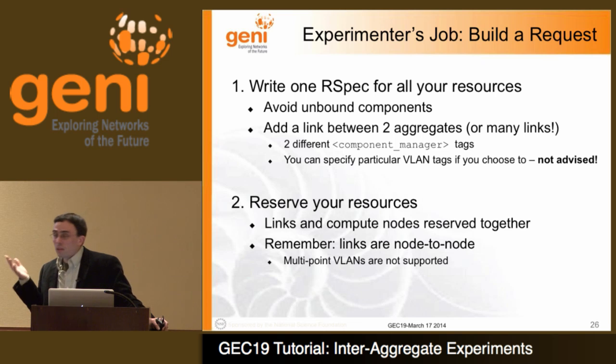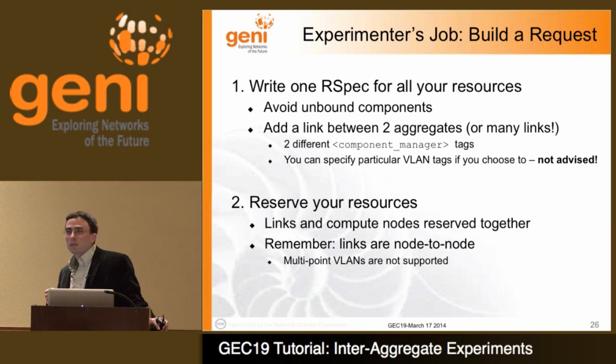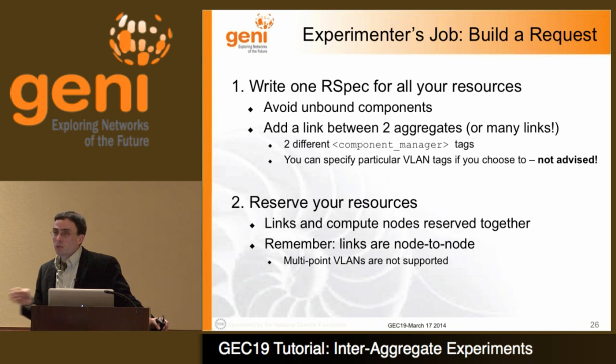And then you need a link that goes between two aggregates, right? That's fundamentally what makes it a stitched link. And when you're in FLAC, you said, I want this to be a stitched link as opposed to a GRE tunnel. And then if you're just hand editing an RSpec, you just need it to be a link with two aggregates listed. And then you reserve your resources, and you reserve everything all at once.